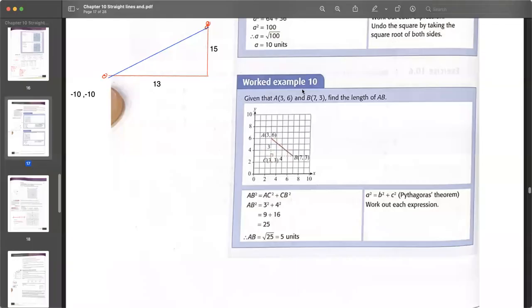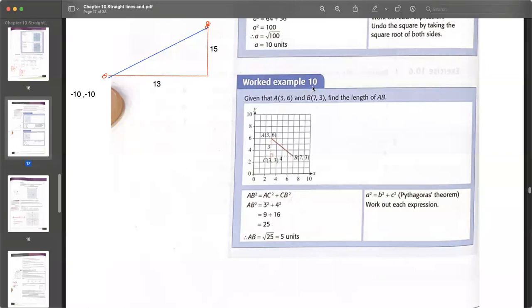So let's look at worked example 10. It says that given this and this, you don't need to draw this out actually. They draw it out just to show you. So what happens here is you look at your x, you compare. It doesn't really matter whether it is 3 minus 7 or 7 minus 3. It's not like your gradient. This one you just need to find the distance.